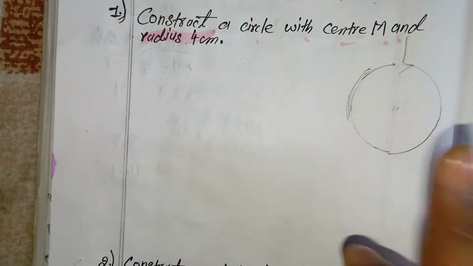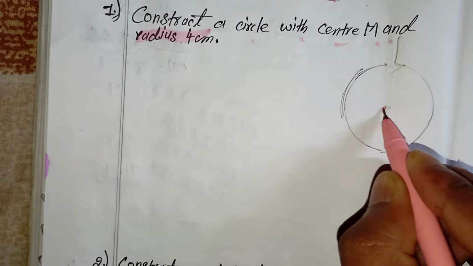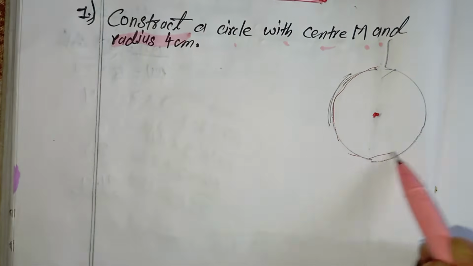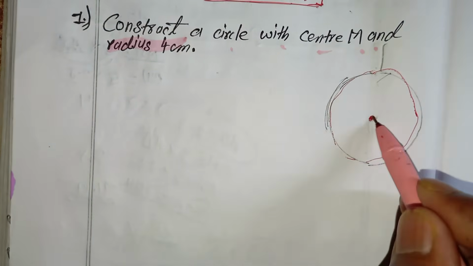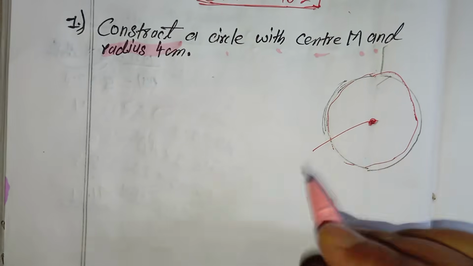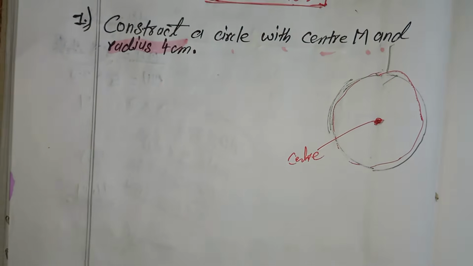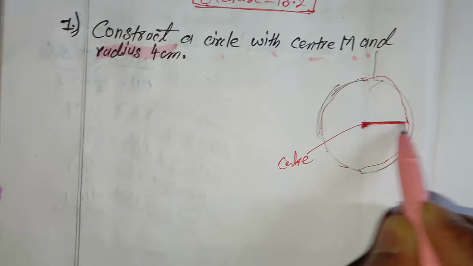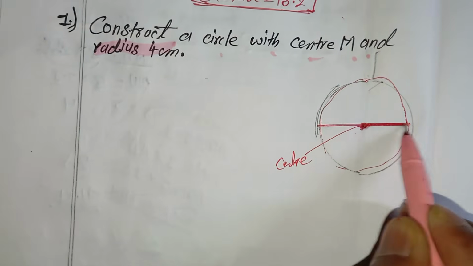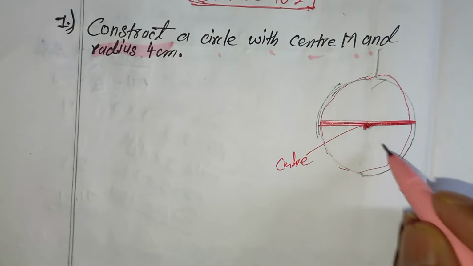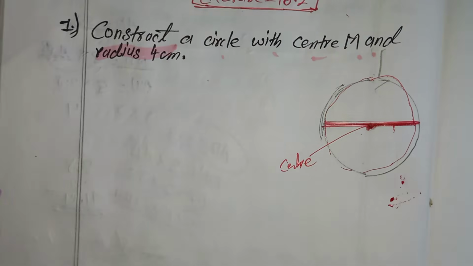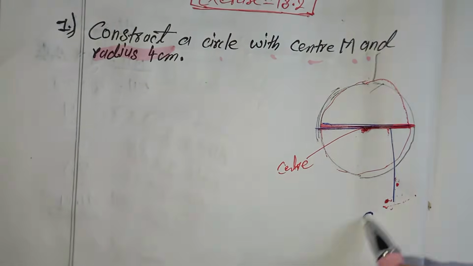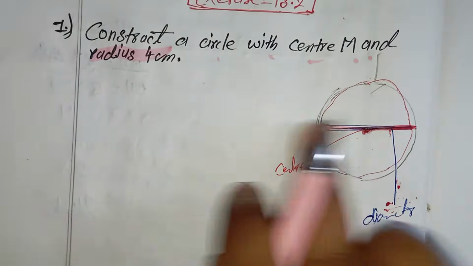In this circle, the middle part is called the center. Remember, this middle part is only called the center. From the center, this line to the edge of the circle is called the radius. This full line across the circle is called the diameter.